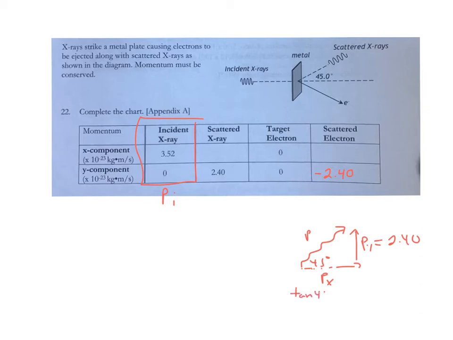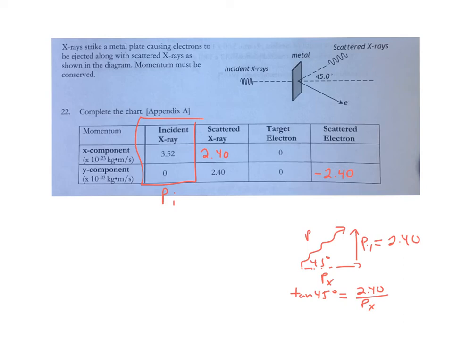Tangent of 45 degrees is equal to the opposite side, 2.40, over my momentum in the X direction. So 2.40 divided by the tangent of 45 degrees is 2.4. And I guess that makes sense because it's a 45-degree angle. We just showed with trig that it is, in fact, 2.40. So that's the scattered X-ray's X component.